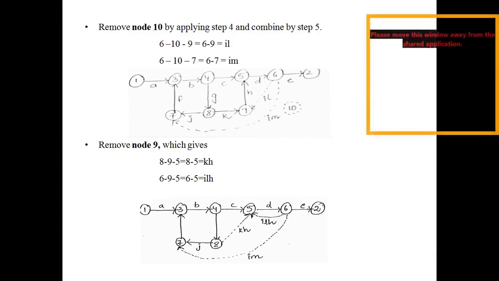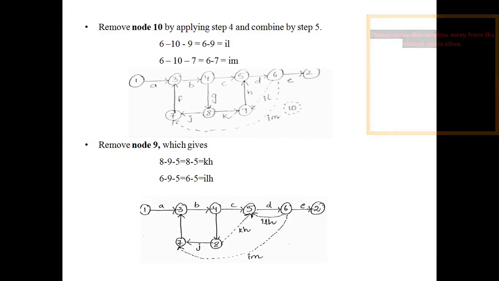So again like that, 6, 9, 5. Initially after removing the 10th node, the new link name is IL, for 6 to 9. So that has to be multiplied with the other one, IL and H. Again they are in series, so these two are multiplied. Then after generating the new link names, we will remove the 9th node and add the new link names to the remaining nodes.